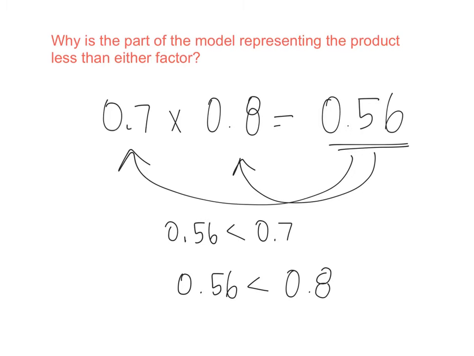And here I'm finding a part of a part, right? Because both factors are decimals. Is this factor smaller or larger than 1? Smaller. So that means it's a part, right? Is this one smaller or bigger than 1? So 8/10 is also a part of something else. So if I'm finding a part of a part, my answer is going to be smaller. Okay? And that's why the part of the model representing the product is less than the part representing each factor. Does that make sense? Very good.